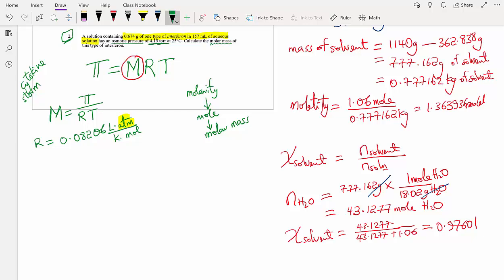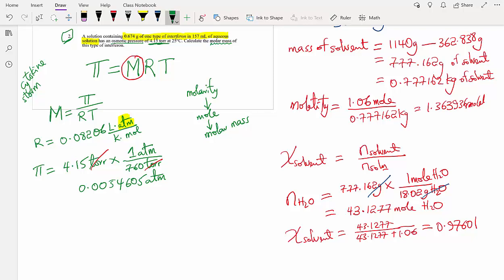So the osmotic pressure will be equal to 4.15 torr multiplied by 1 atmosphere per 760 torr, since 760 torr is equal to 1 atmosphere. And if you put this into your calculator, you should get 0.0054605 atmosphere.